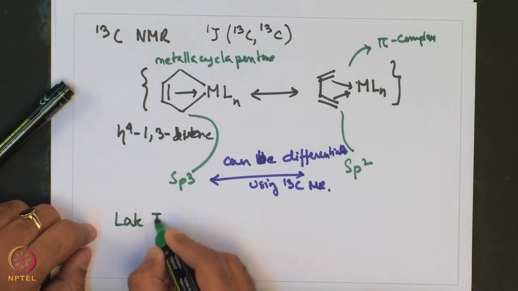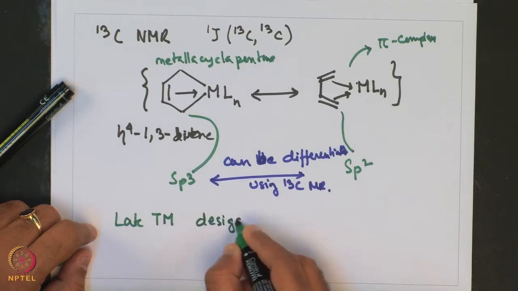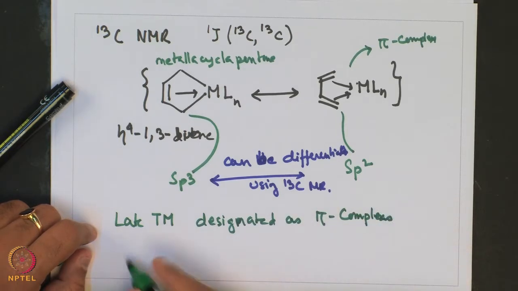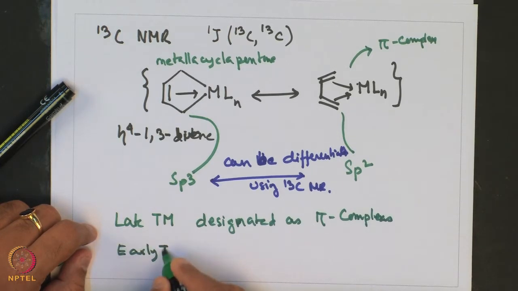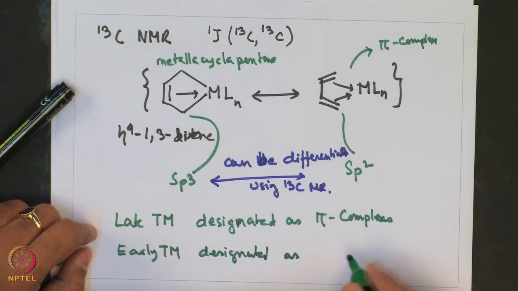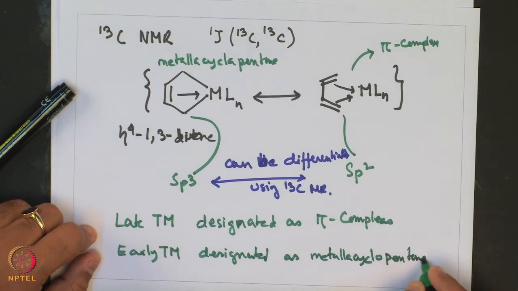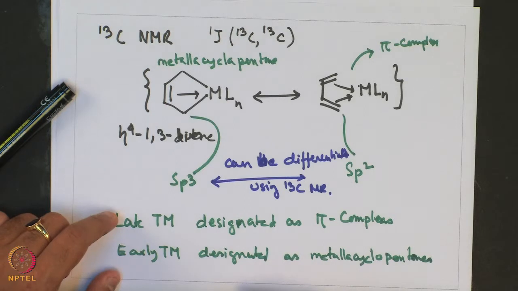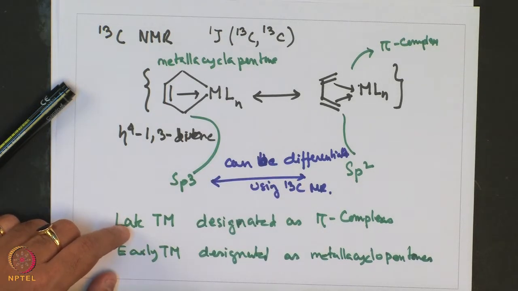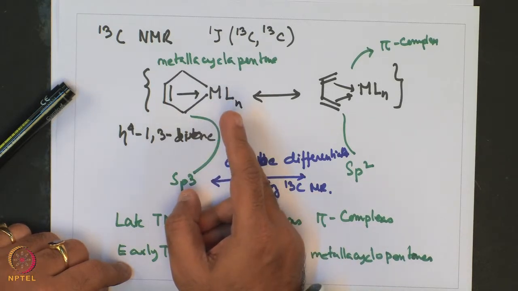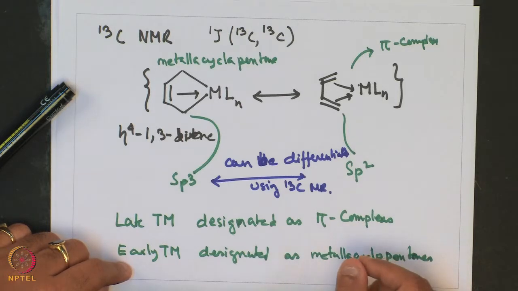So, late transition metals are designated as pi complex, whereas early transition metals are designated as metallocyclopentane, metallocyclopentene. So, this is an interesting feature which can distinguish between the late transition metal and early transition metal types of canonical structure, and that the hybridization of the ligand would change on going from this metallocyclopentene intermediate to the simple pi complex of the type shown.